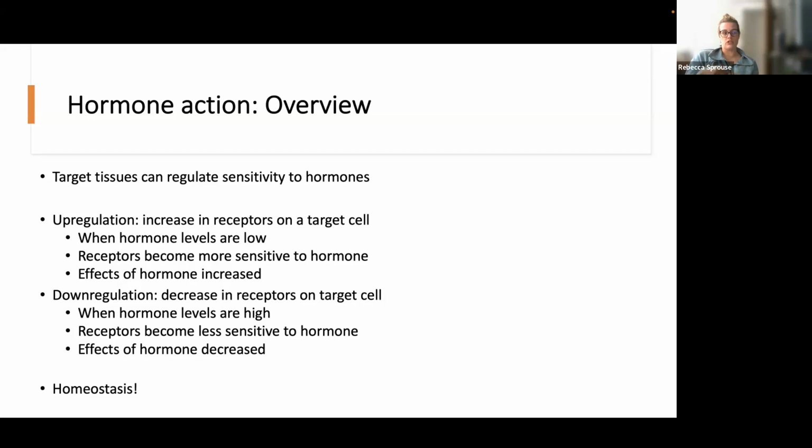And that's downregulation. So upregulation and downregulation is basically the body's ability to control the number of receptors on a target cell to accommodate how much hormone is being released by the body. And it's all about homeostasis. The more hormone that is being produced and released, the more receptors you need, and vice versa.